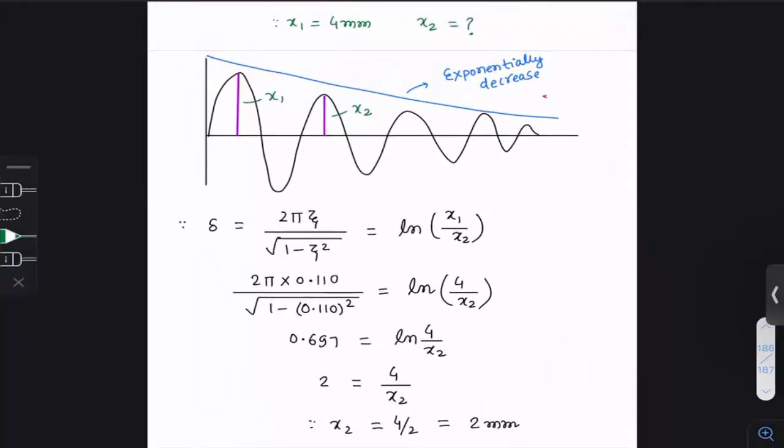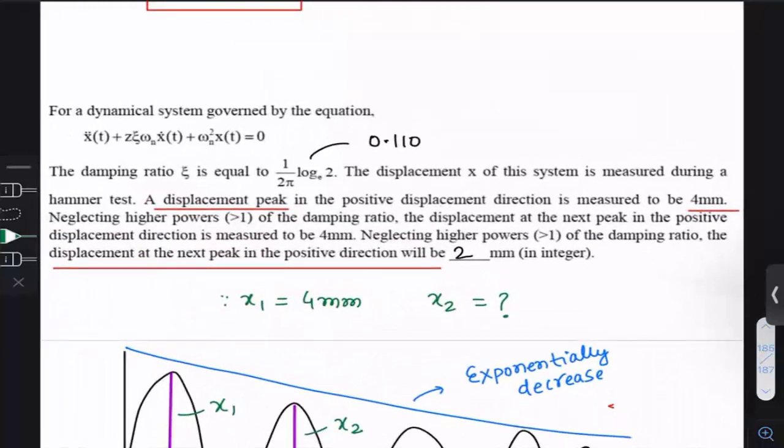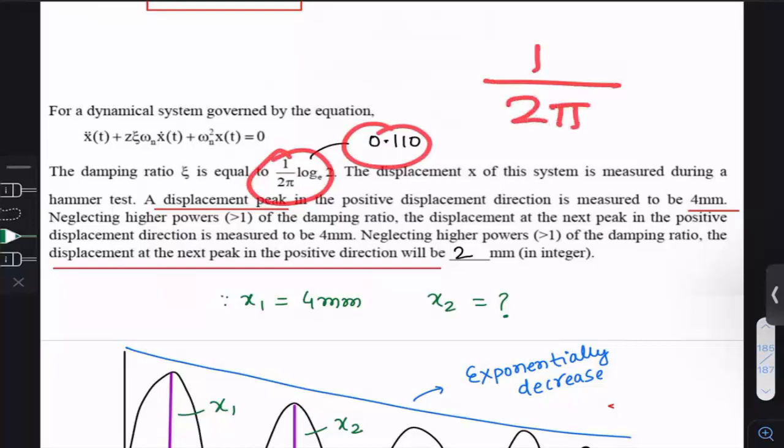Clear? Srivastav Prathamesh asks, sir, 1 by 2 pi log 2? See, 1 by 2 pi log 2 base e, this we are getting, 0.110. You can please calculate 1 by 2 pi log 2 base e. Okay.